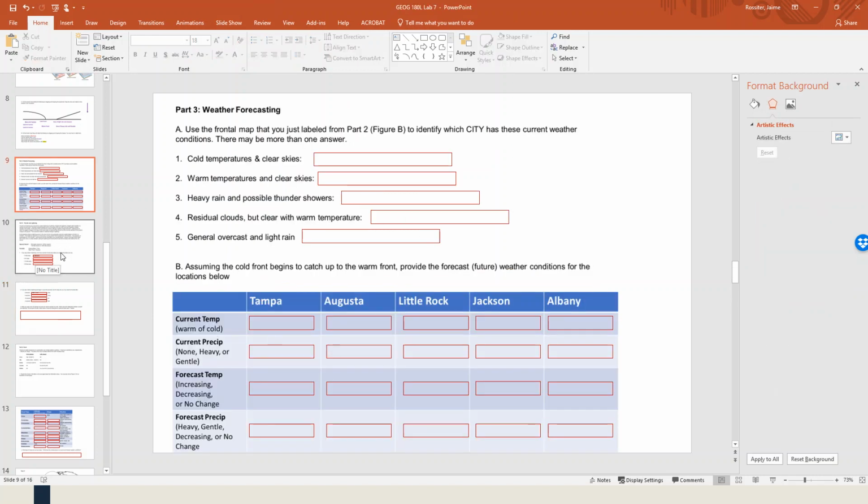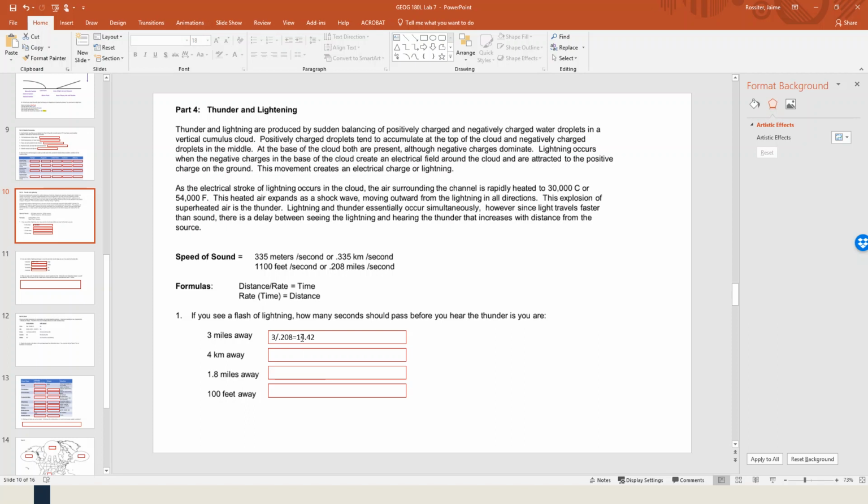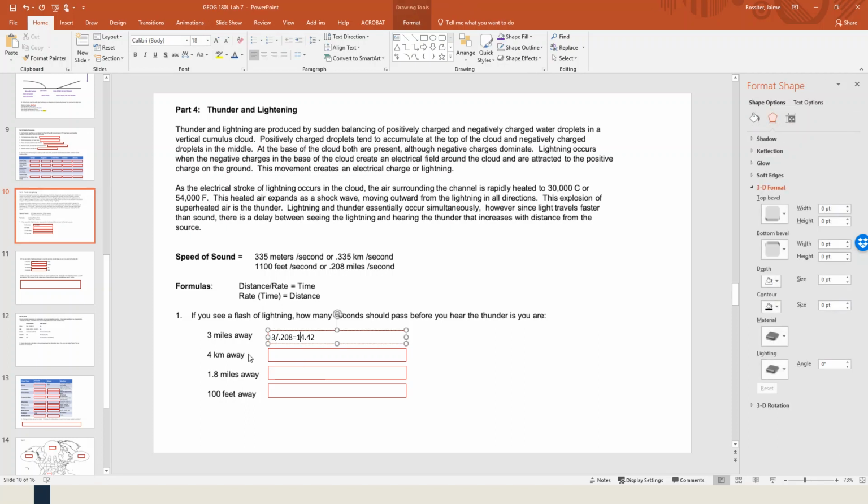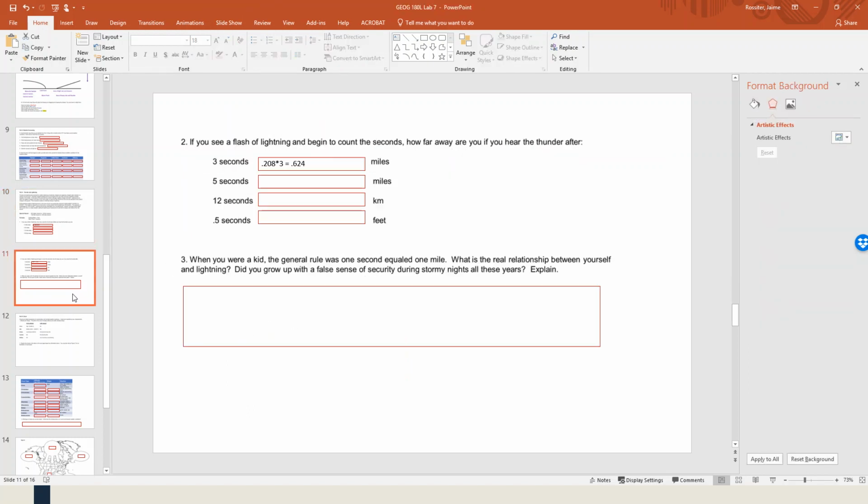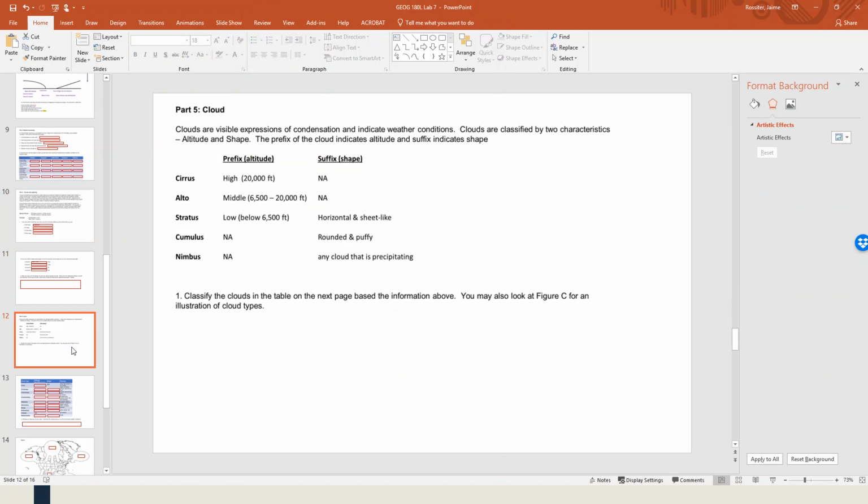This is pretty simple math here, so I would like you to show it to me in your square here. Don't just type the answer. I would like to see the little equation that you used to do it. And then it's going to ask you kind of a general question based upon the things that you did. Last part is all about clouds, which is more or less just kind of filling in a table based upon some information.